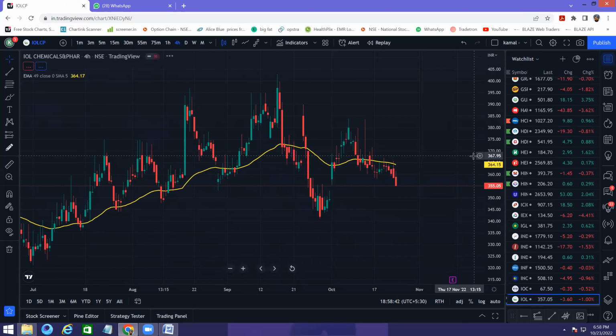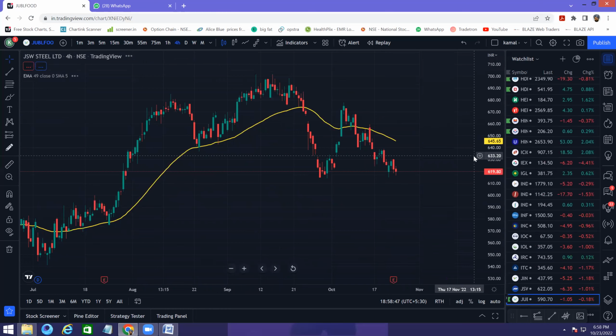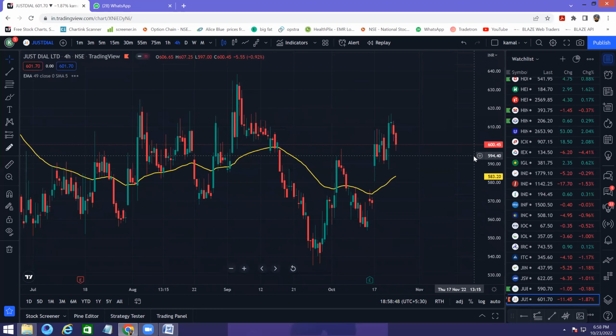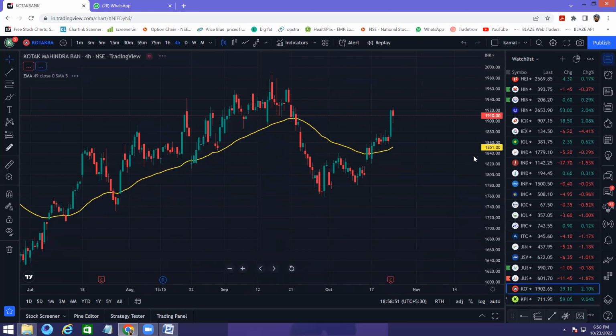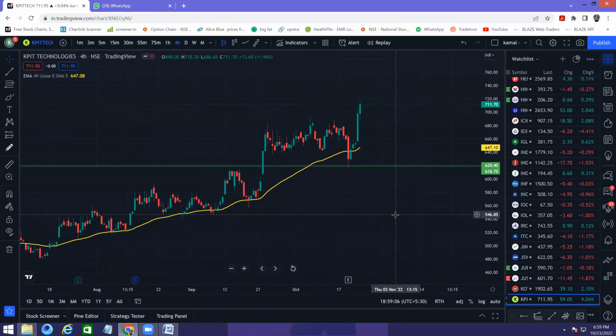Inox we have already discussed. So this way you can go and check your stocks. Now you see Kotak Bank, a good run again. Capit, entry at 642 and you are still 70 rupees up. Approximately 12% return.